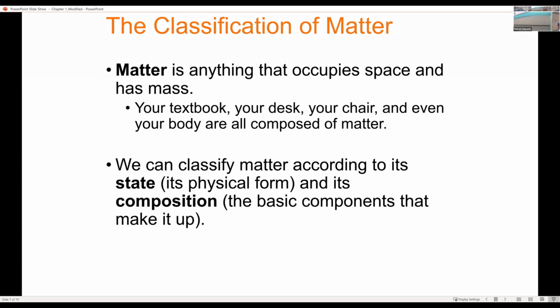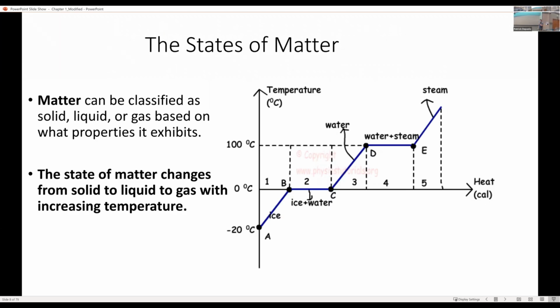So that leads me into matter. So we have state and the composition. So here's what I'm getting at, this graph up here. Yeah, there we go. So that up there, that's important.